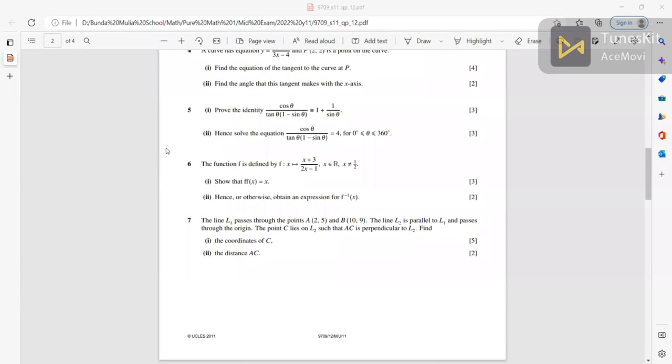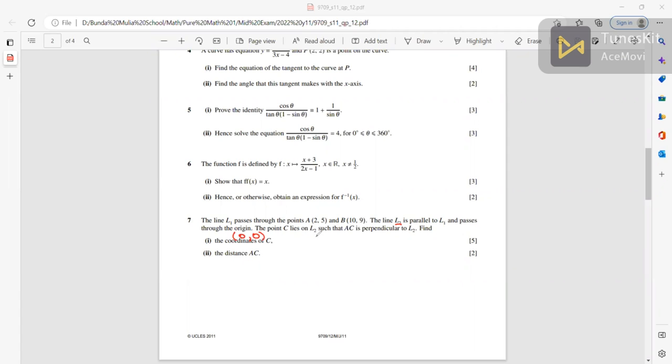For number 7, the line L1 passes through the points A (2,5) and B (10,9). Line L2 and L1 are parallel, and L2 passes through the origin. Origin means (0, 0).